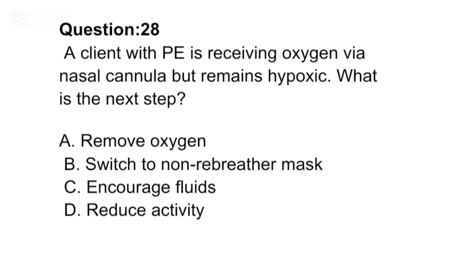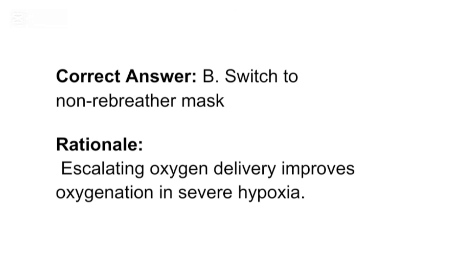Question 28. A client with PE is receiving oxygen via nasal cannula but remains hypoxic. What is the next step? A. Remove oxygen. B. Switch to non-rebreather mask. C. Encourage fluids. D. Reduce activity. Correct answer, B. Switch to non-rebreather mask. Rationale. Escalating oxygen delivery improves oxygenation in severe hypoxia.